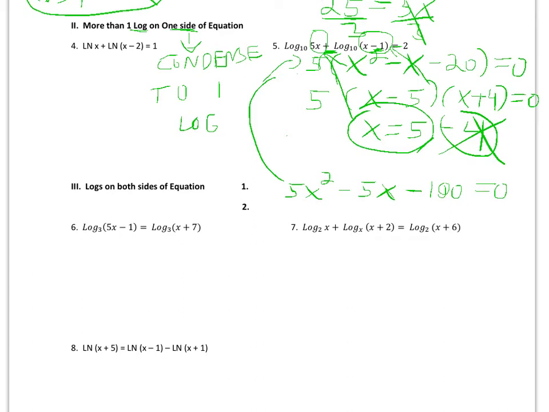Okay, and again, I'm going to erase things here. The last part, I'm going to do 6 and 8. Okay, if there's logarithms on both sides of the equation, what we want to do here is we want to condense each side so there's one logarithm on each side. So let's say condense to 1 log on each side.